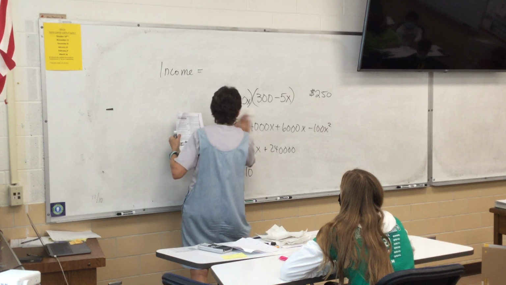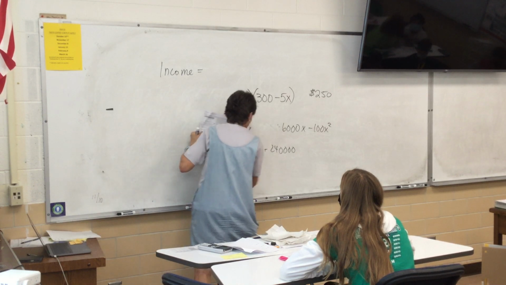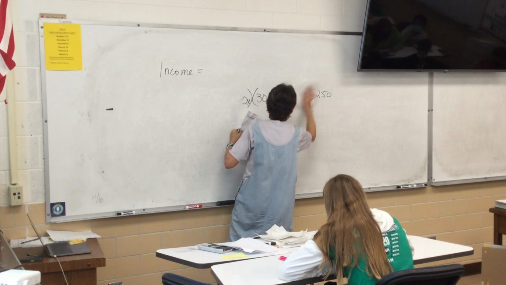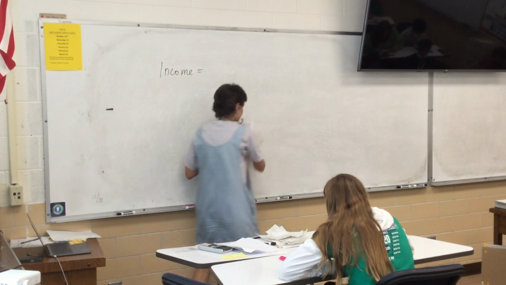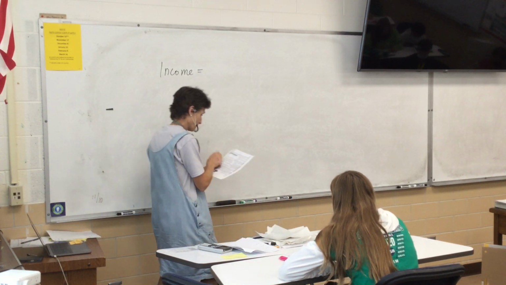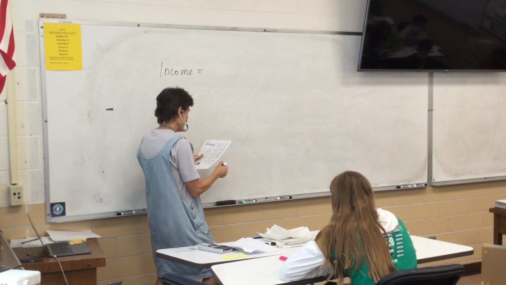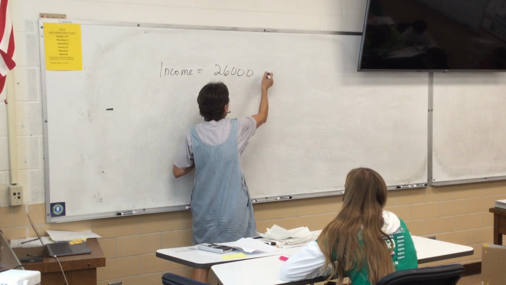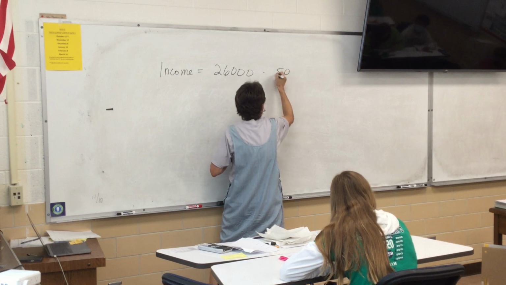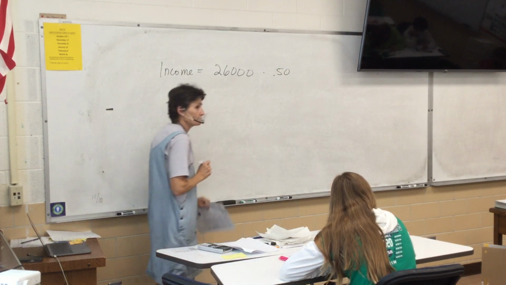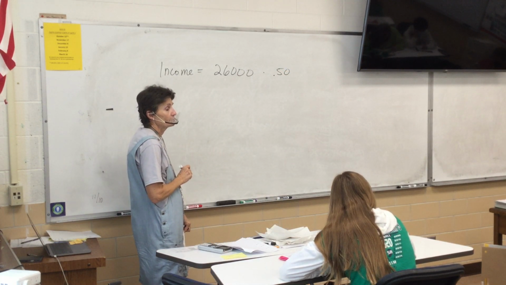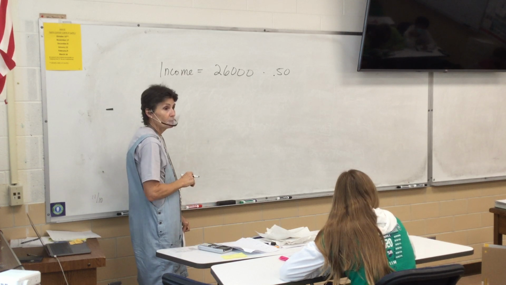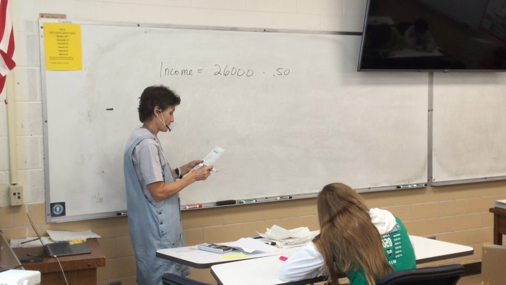Alright, so right now, how many cans am I selling? Right now, before I make any changes. How many cans am I selling? 26,000. And the price of each is 50 cents. I'll say 0.50. That's right now. But what am I going to do?